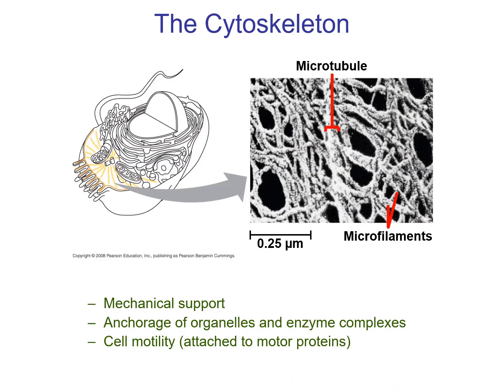Microtubules, microfilaments, and also intermediate filaments are proteins that make up the cytoskeleton. And the cytoskeleton provides mechanical support, especially for very delicate structures like microvilli. But it supports the entire membrane. It provides places for the organelles to anchor to, so it can hold them in place, but it can also direct their movements. It's involved in moving the entire cell.